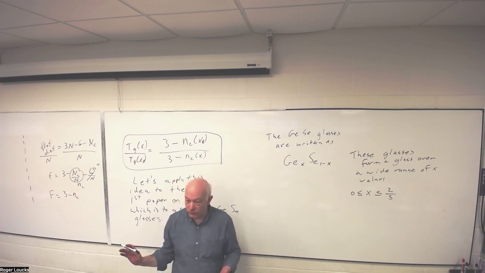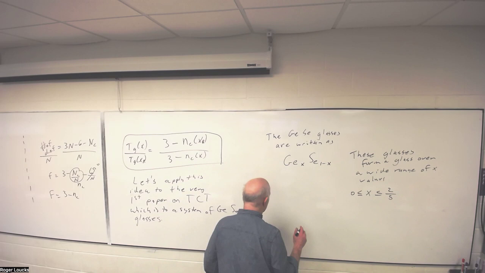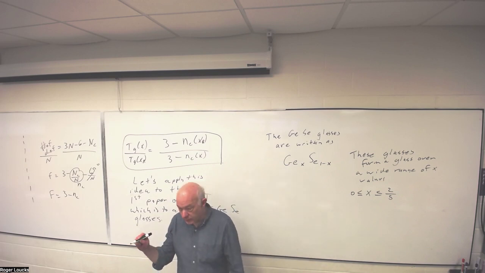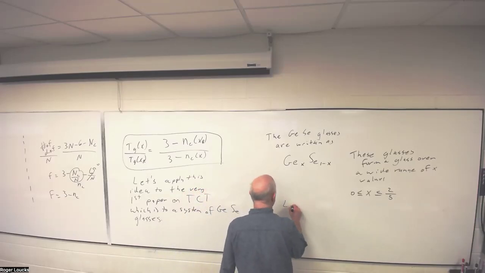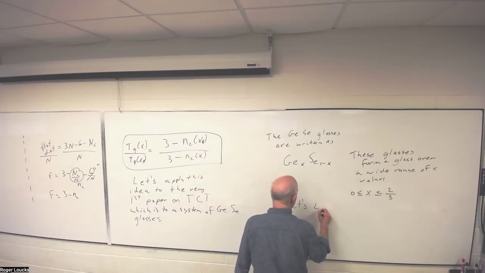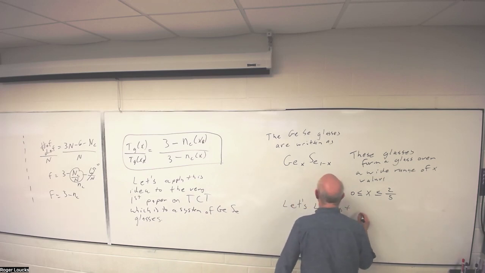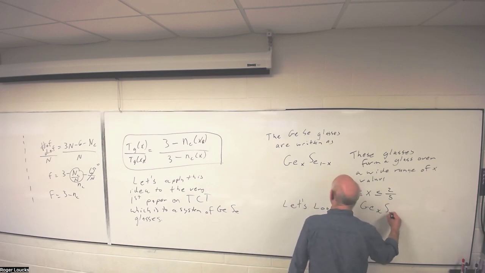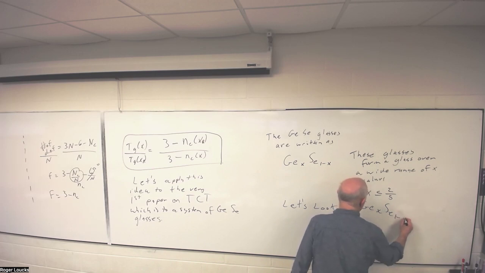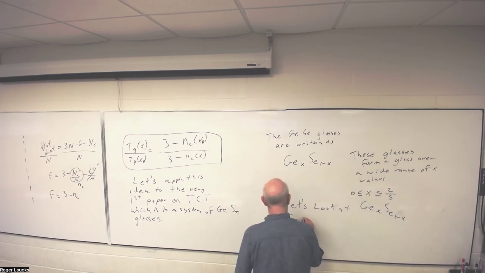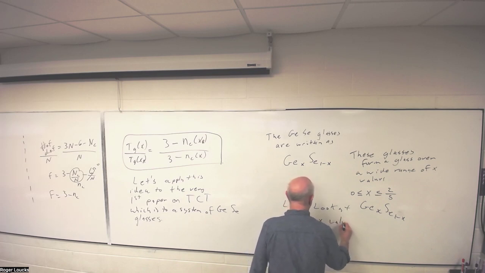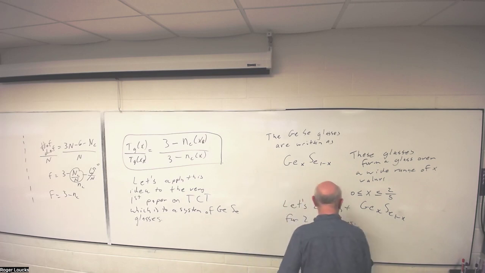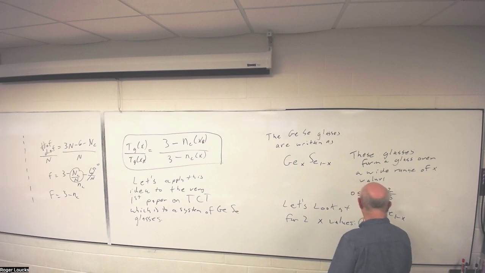It turns out there's actually kind of a novel structure that happens here. So let's look at two cases, because you need to know something about what this glass structure looks like. Let's look at Ge_x Se_(1-x) for two x values. The first is x equals a third. The second is x equals 2/5.